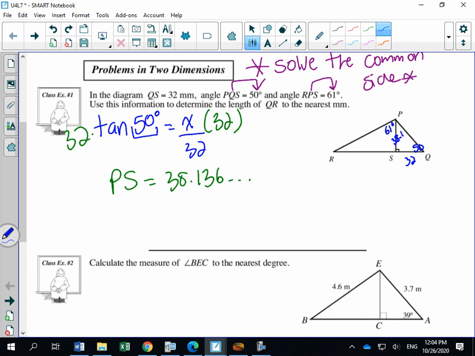So the strategy is you always solve the shared side first. You use one of your triangles to solve that shared side. Then you could jump to the other triangle and solve what we actually need in this triangle. So in this triangle, what I need is this length down here. So I'm now going to move my X there.